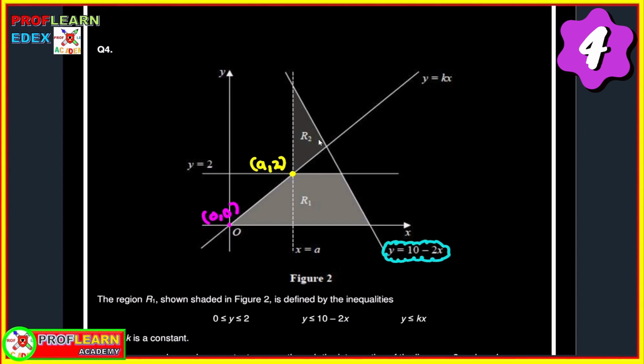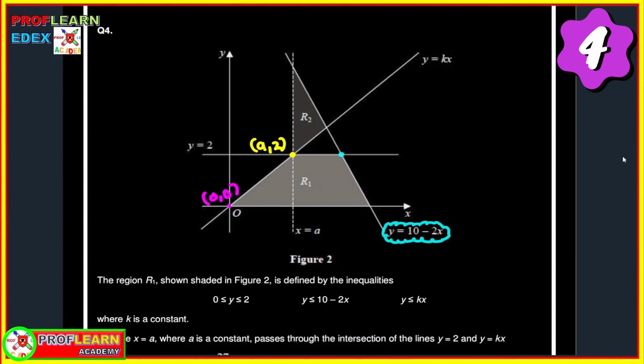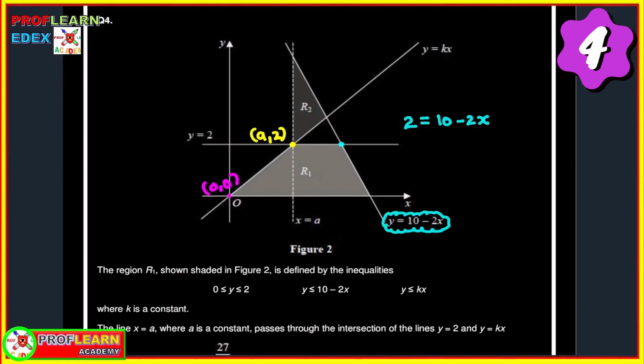Okay, but we know y equals 10 minus 2x. So at this point here, what is the value of x? We can substitute y, because we know at that point y is 2, so we substitute 2 where we have y and then try to find the value of x. It becomes x equals 4 in that case. So we can say this coordinate is (4, 2) because y is 2.